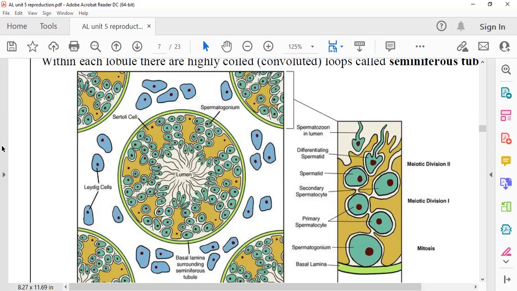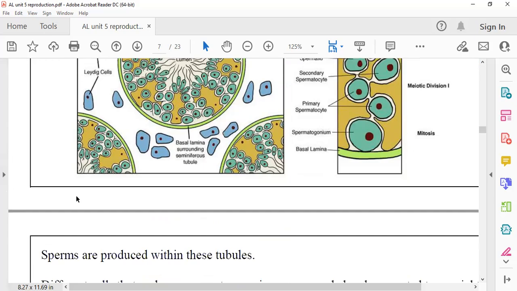So altogether, by the testes, how many hormones are secreted? 2 hormones. What are the hormones? Inhibin and testosterone. Who secretes the inhibin? Sertoli cells. Who secretes the testosterone? Leydig cells. Are you clear? Clear, sir.